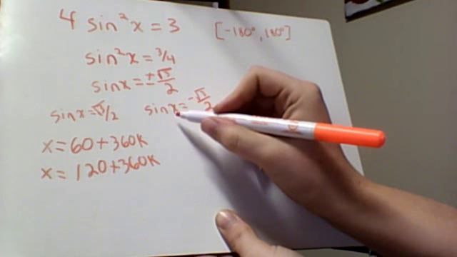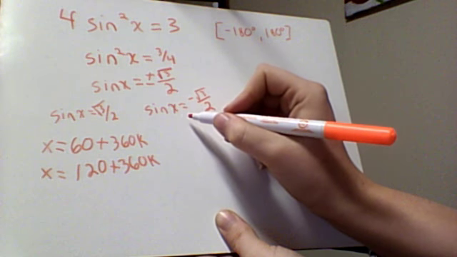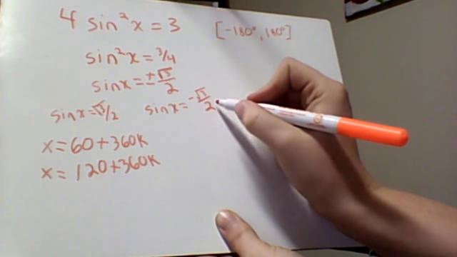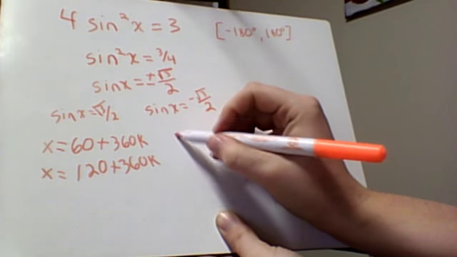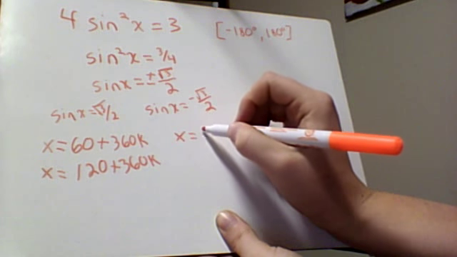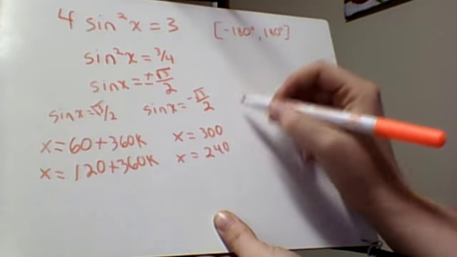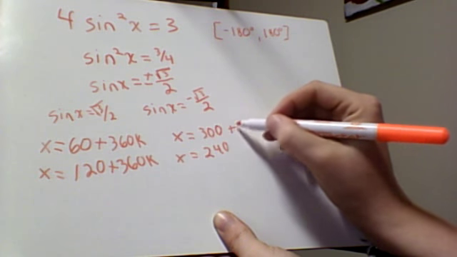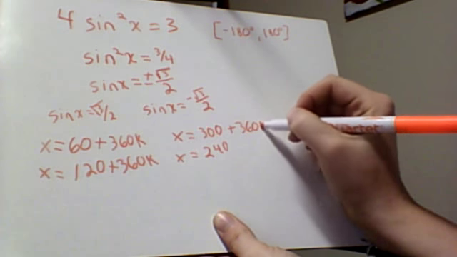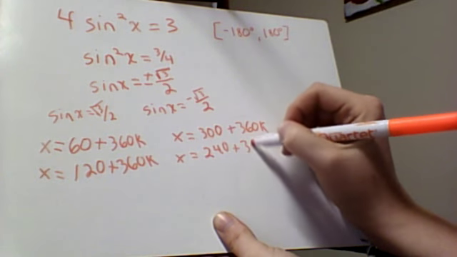Over here, we're going to take this equation and see if we can solve for when sine of x is equal to negative root 3 over 2. Looking at your unit circle, x could be equal to 300, or x could be equal to 240. Again, to solve for all coterminal angles, we will add 360k plus 360k.